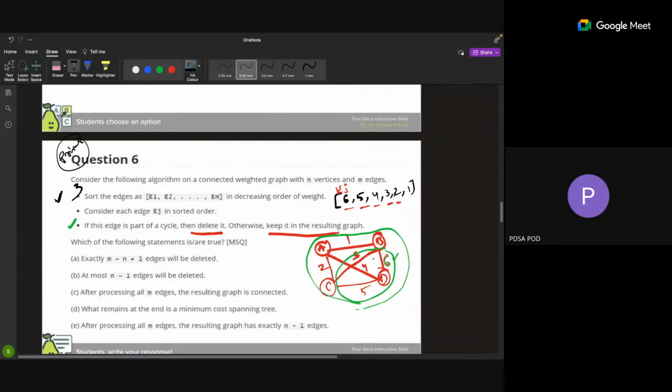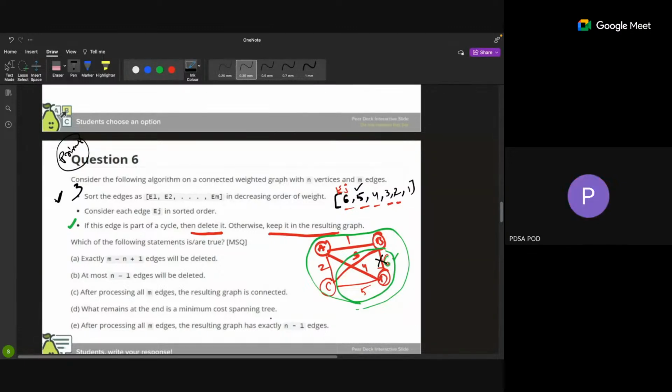We are deleting means we are deleting the 6. Now, next we keep repeating the same step. In the next stage we select in descending order this 5. Now you are selecting this 5. So now, is 5 part of the cycle? Because 6 is removed. Once 6 is removed, is it part of a cycle?